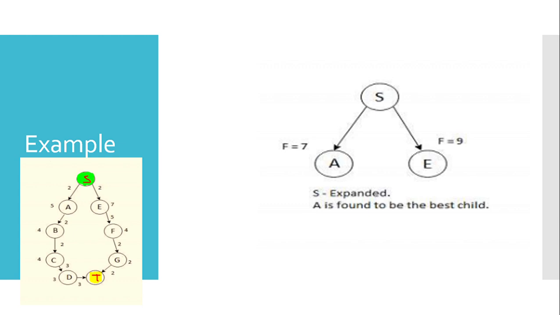How have we calculated the cost of A? It is similar to the A star algorithm. We have used the same formula, f(n) = g(n) + h(n). From S to A, the path cost is 2 and the heuristic cost of A is 5. So 2 plus 5, the cost of A is 7. Similarly, how have we calculated the cost of E? The path cost is 2 and the heuristic cost is 7. So 2 plus 7 is 9. So A is the best child of S because its cost is less.